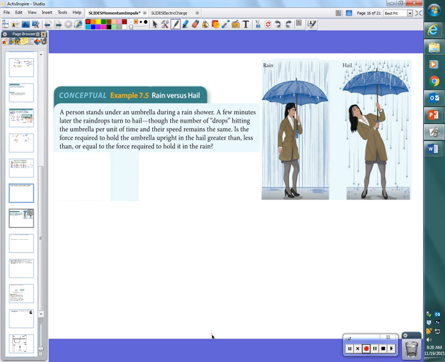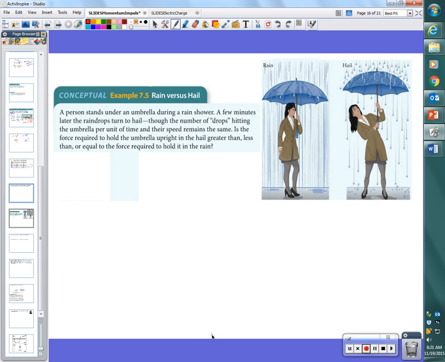All right, so it says, a person stands under an umbrella during a rain shower. A few minutes later, the raindrops turn to hail, though the number of drops hitting the umbrella and their speed remains the same. Is the force required to hold the umbrella upright in the hail greater than, less than, or equal to the force required to hold it in the rain?